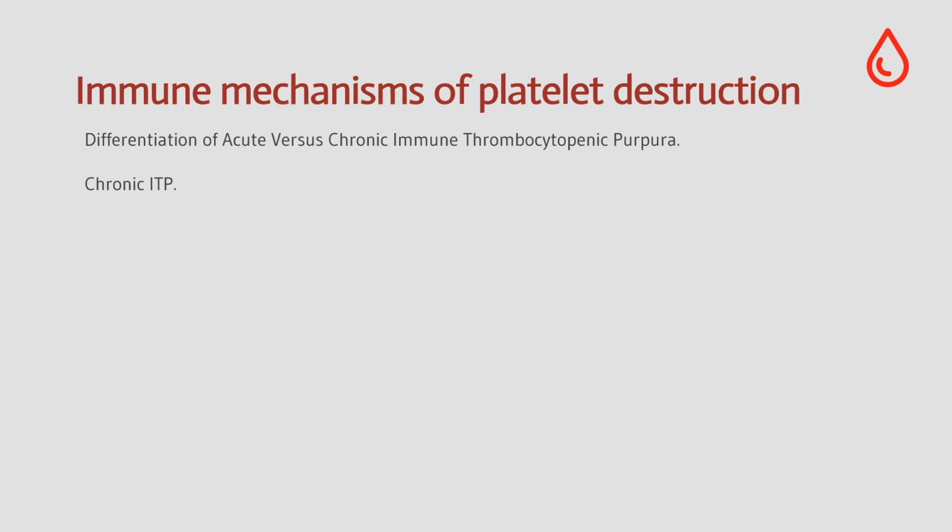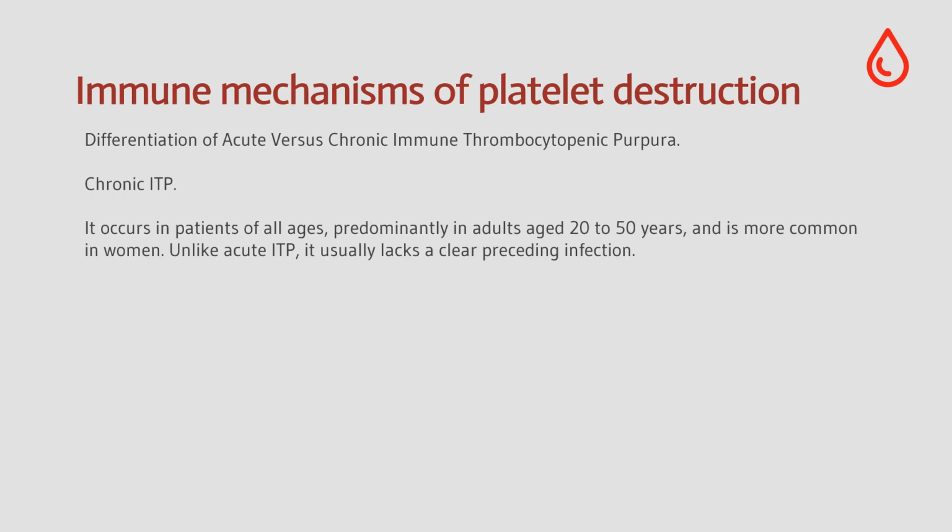Now, let's talk about chronic ITP. It occurs in patients of all ages, predominantly in adults aged 20 to 50 years, and is more common in women.